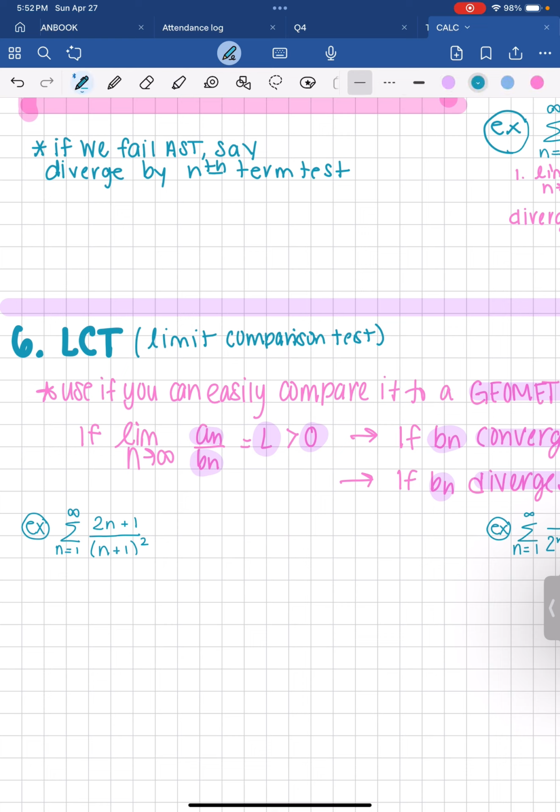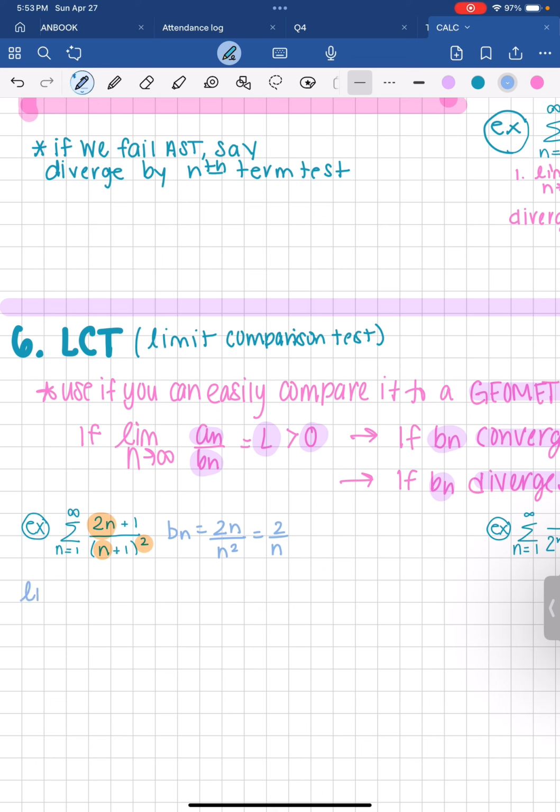And the way I say to pick what b sub n is, we look at our dominating terms. So up top, the dominating term is going to be 2n. You're essentially looking at the term with the higher power. If you sat here and FOILed this out, the dominating term on the bottom would be n squared. So now I'm going to write my dominating terms. Ready? b sub n is going to be 2n over n squared, which is 2 over n.